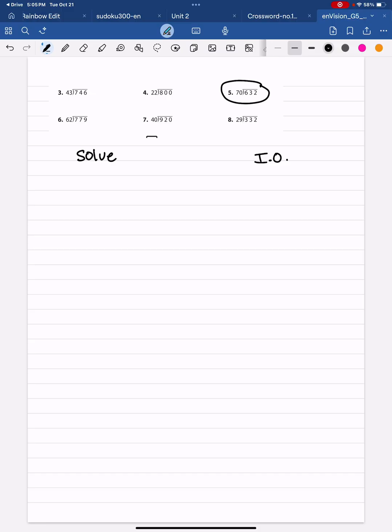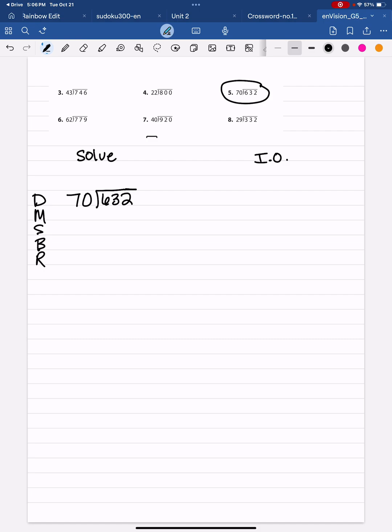So on our first one, we have 70 as our divisor and 632 as our dividend. So when you're doing standard algorithm, the first step is divide. So they can make a little divide, multiply, subtract, bring down, repeat. This is to remind them of the steps.